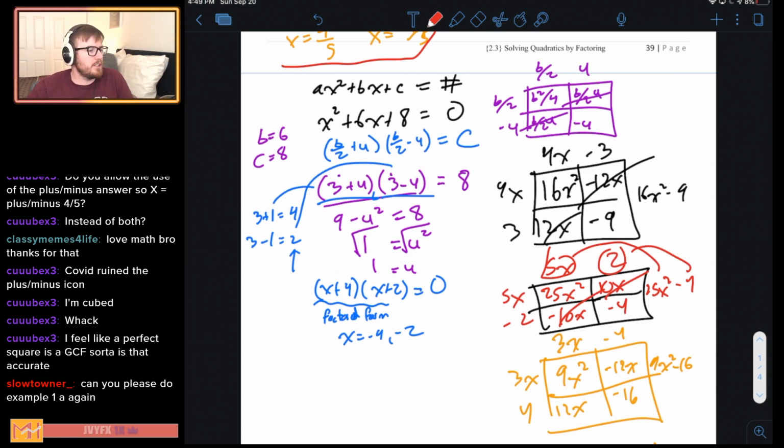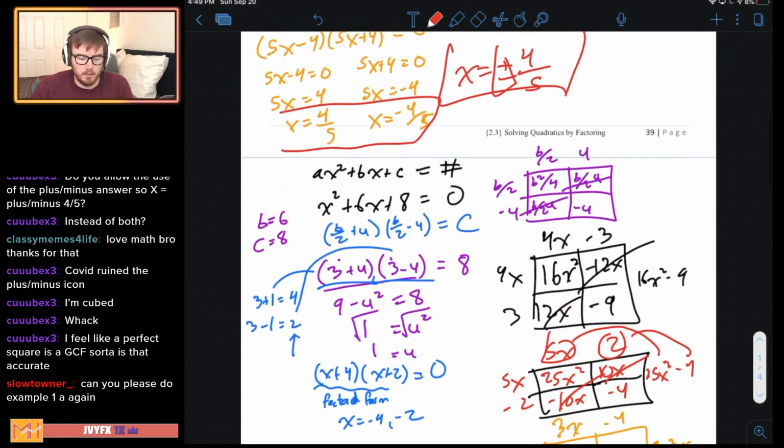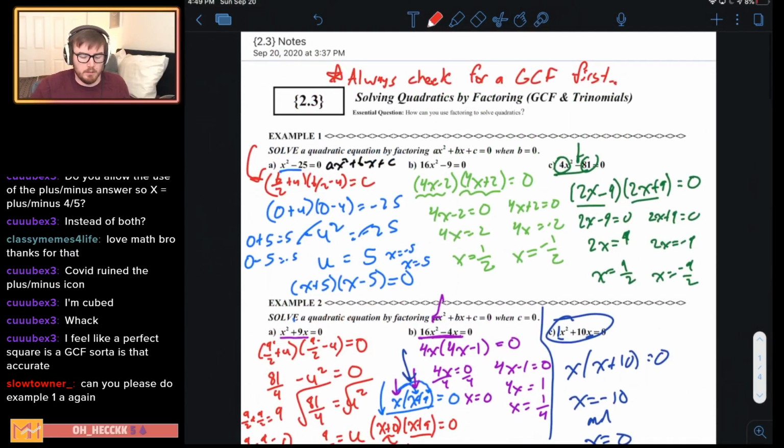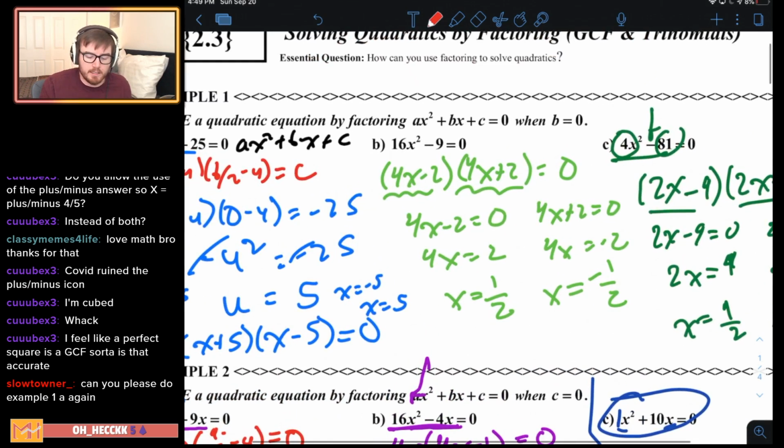I feel like a perfect square is a GCF sorta. Is that accurate? Well, these perfect squares, 16 and 9, do not have a GCF. Which is why I immediately just factored like this. I didn't even ask the question of what do they have in common.